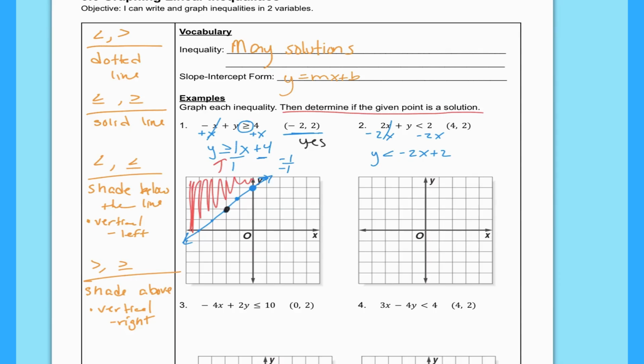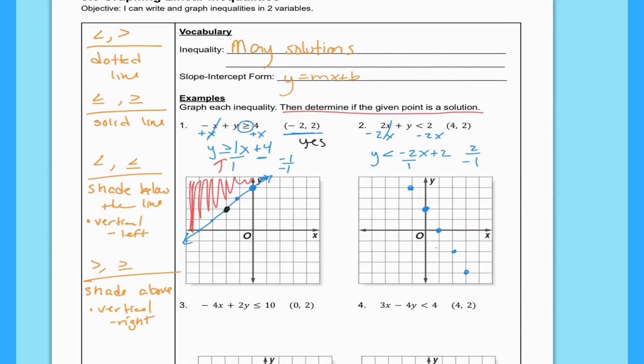And we're going to graph this. So the y-intercept is positive 2. The slope is negative 2 over 1 to make it a fraction. So negative 2, positive 1, negative 2, positive 1, over and over again. Or I can also go positive 2 and negative 1. So positive 2, negative 1.